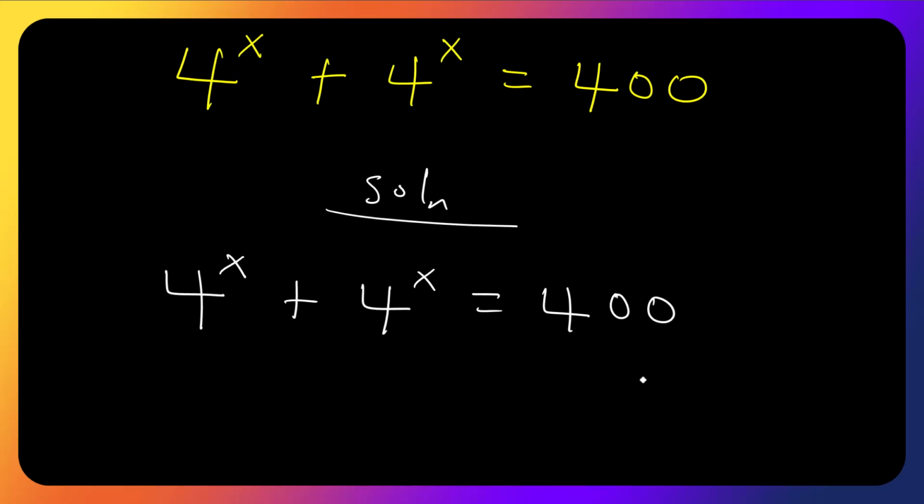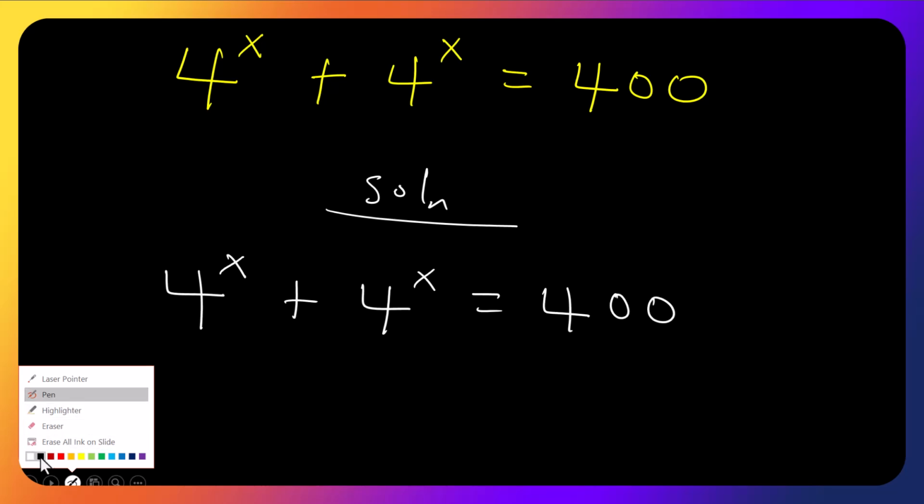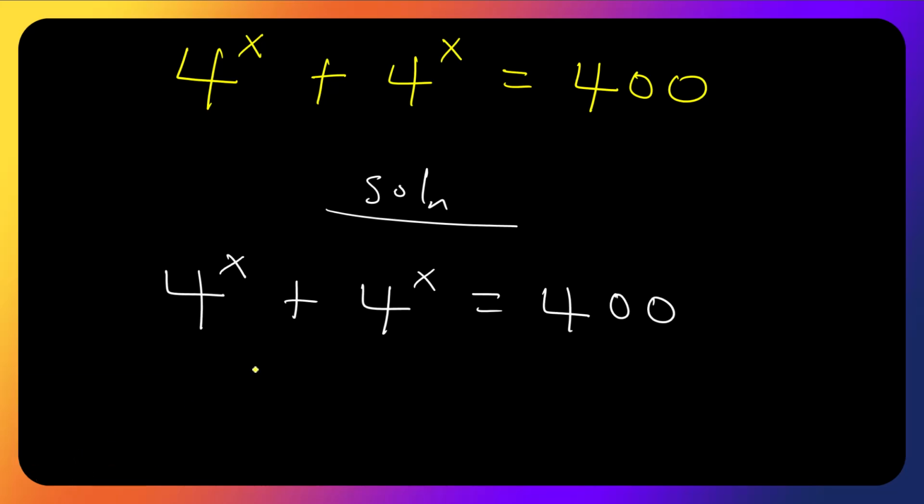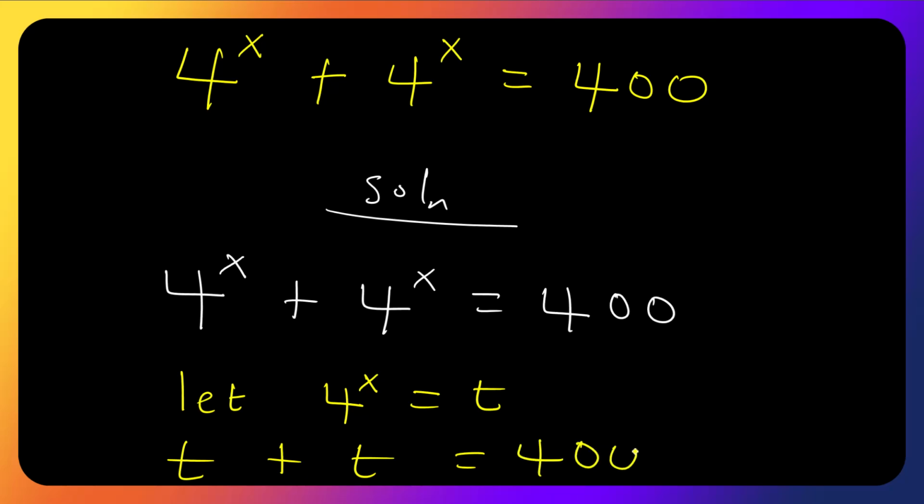Now we have so many ways of solving this. You can choose to add the left hand side straight, or you can let a variable represent one of them since they are equal here. So you can say let 4 to the power x be t. So in going back, this side will be t plus t equals 400.